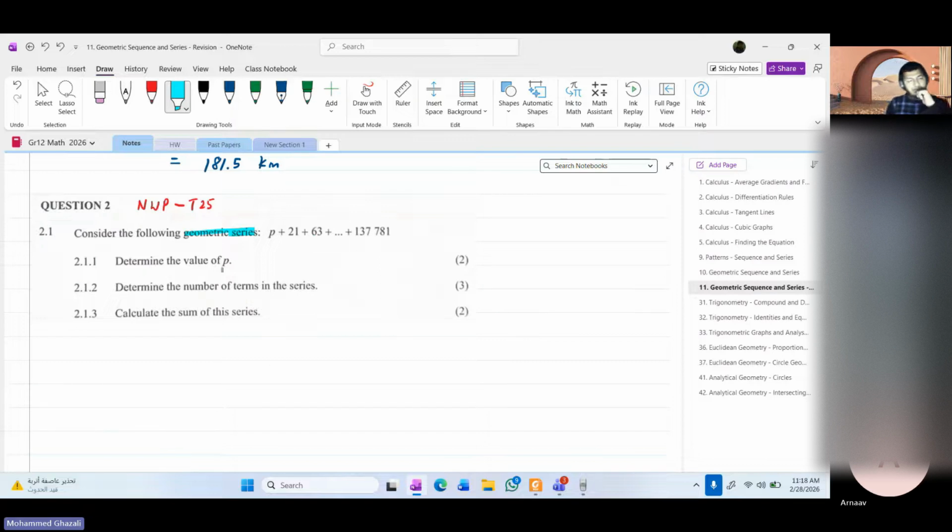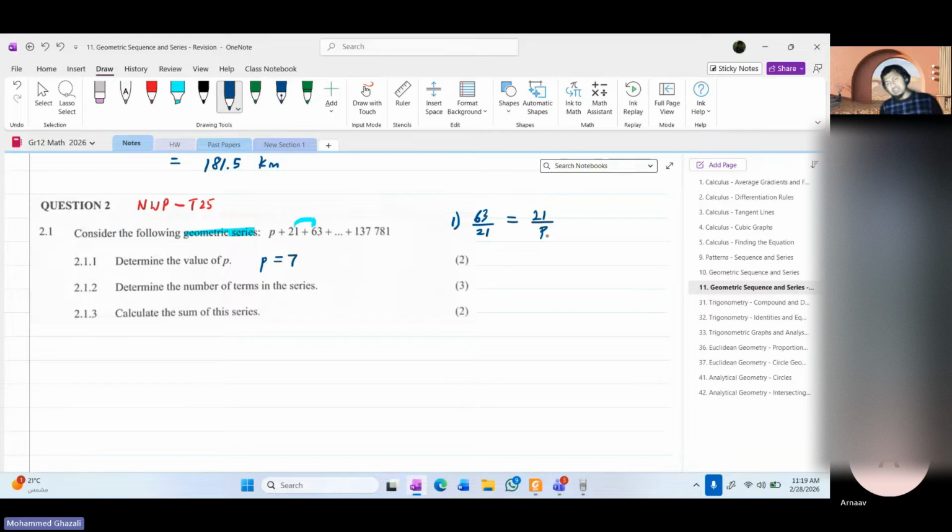Determine the value of P. It is a geometric series. So we know in a geometric series that we have a common ratio. Common ratio is 63 divided by 21, which is equal to 21 divided by P, right? Or you can check how you went from 21 to 63. You multiplied by 3. So if you're going backwards, you're going to divide by 3. So the value of P is 7, all right? We can work it out like that.